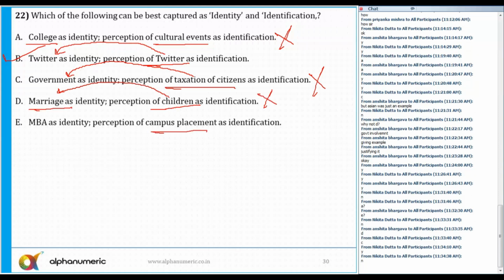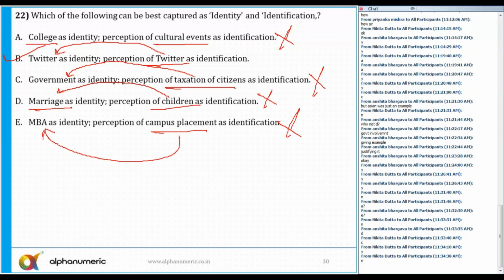Campus placement. If there is campus placement, you will perceive that a person has completed MBA. No, but when you see Twitter, you will come to know that Twitter exists. Number B should be the answer. Number B. Question number 22. Answer should be B.